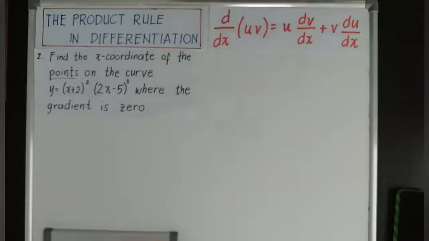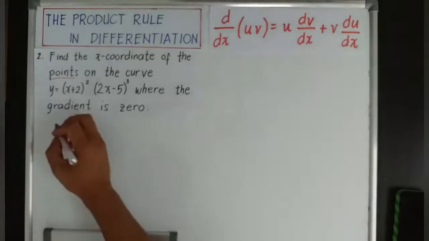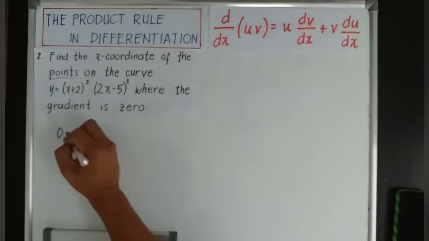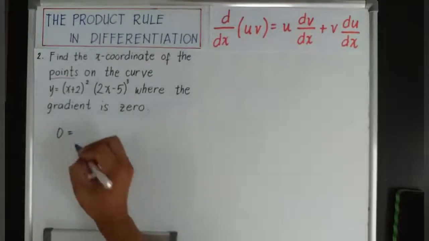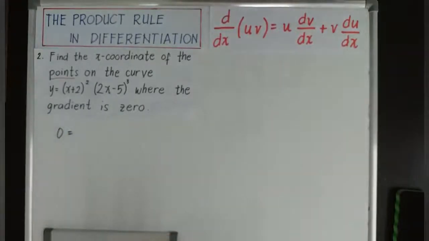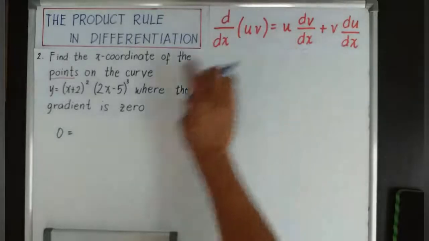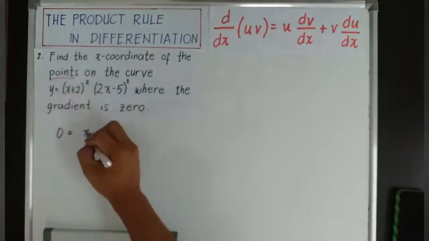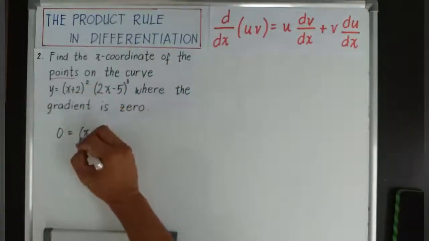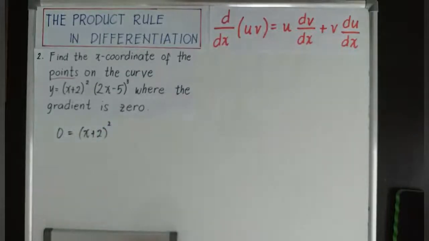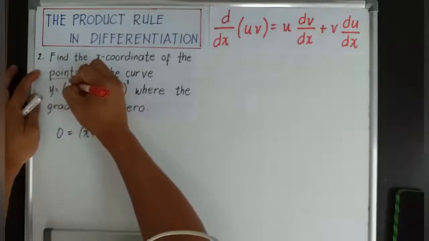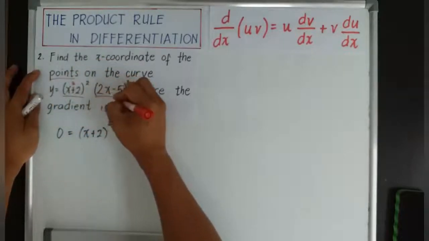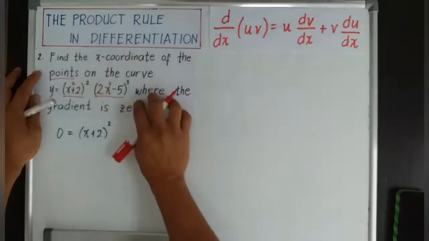Okay, so it will become 0 is dy over dx. Okay, so I'll do some shortcuts. Okay, u is this, x plus 2 to the power of 2. So basically I am making this as my u. This is my u, and this is my v.